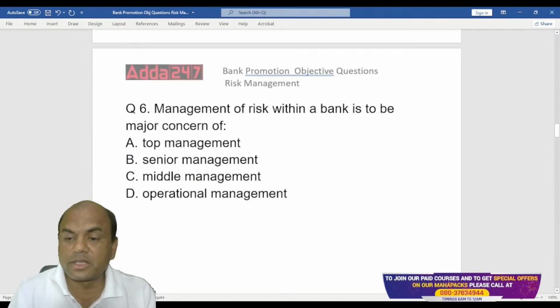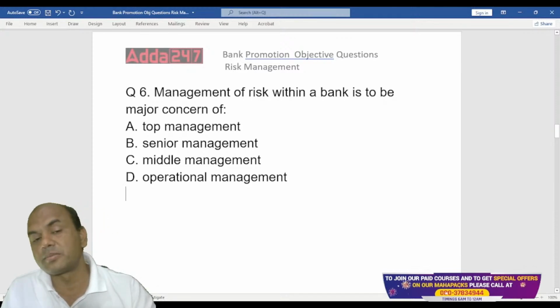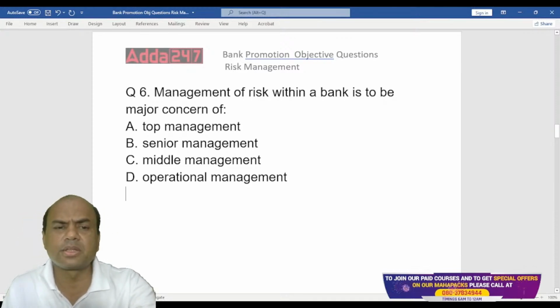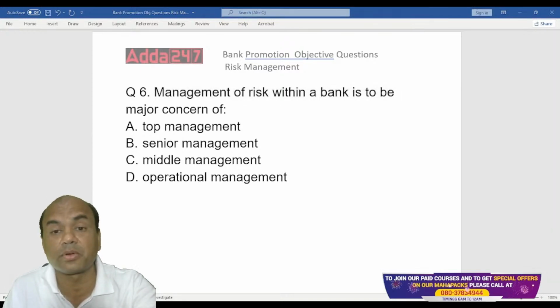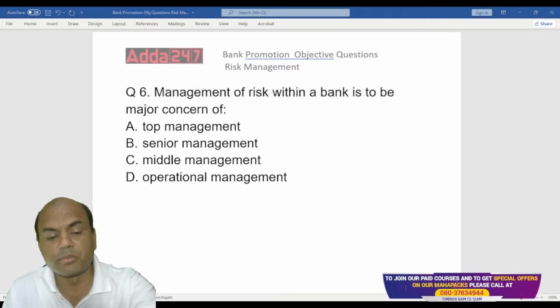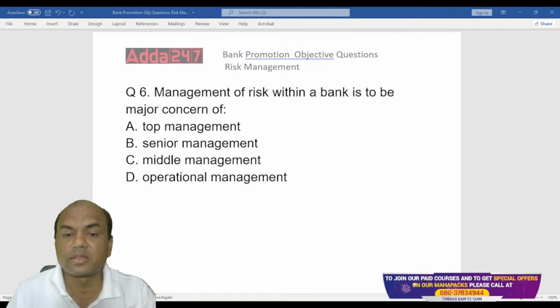Management of risk within a bank is to be a major concern of. So management of risk within the bank is to be major concern of whom? Top management, senior management, middle management and operational management. What do you think who should be the most responsible for this, or most concerned about this? Who should be most concerned about this? Yeah, what do you think?